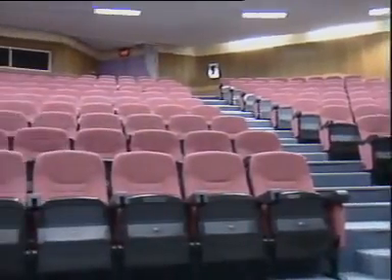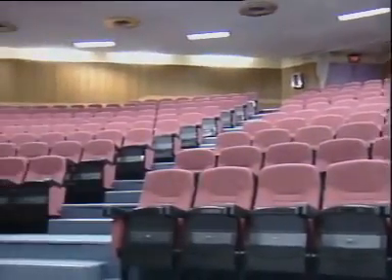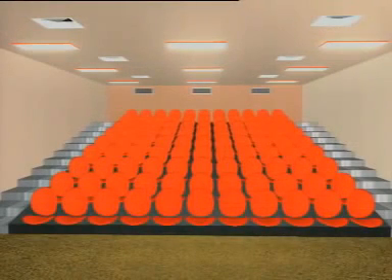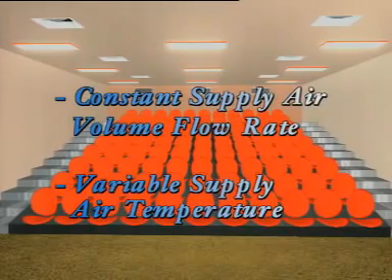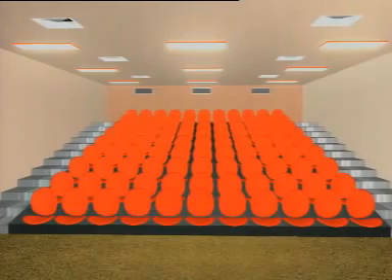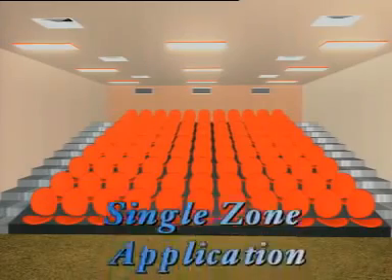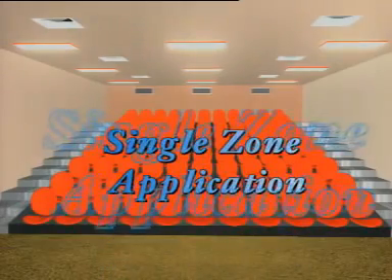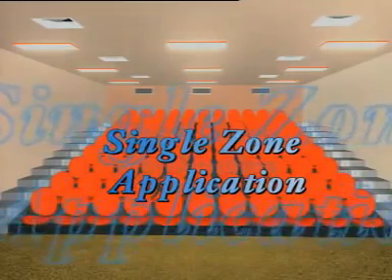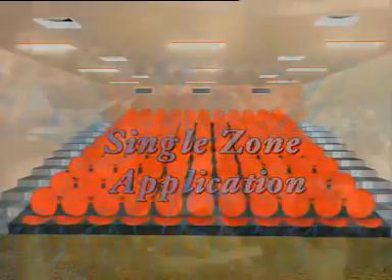This lecture theatre is an example of a single zone space. Here's how the CAV works. For a constant air volume system, or CAV in short, the supply airflow volume remains constant. This system is very ideal for single zone application, where the heat load is consistent across the entire air-conditioned space.